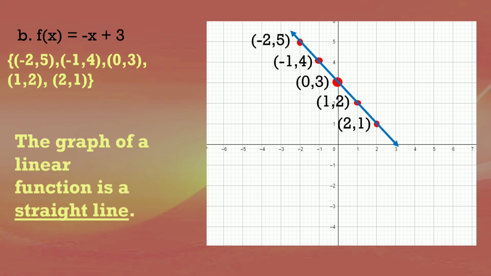The graph of a linear function is a straight line. Wala kayong ibang makikita na graph ni linear function kundi straight line lang. Pag hindi siya straight line, ibig sabihin, hindi na siya linear function. Kaya nga linear, sabi nga line. Line lang yung kanyang graph.